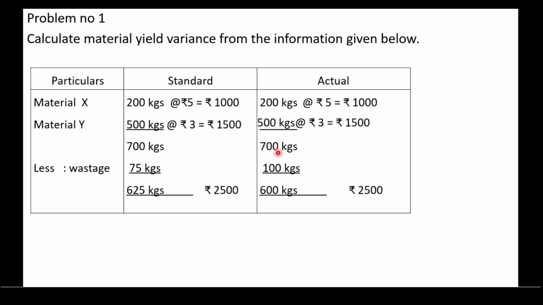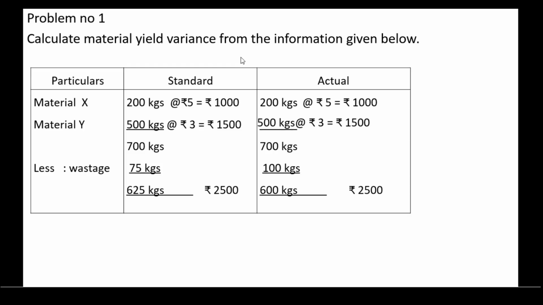In the actual quantity, the total actual quantity is 700 kgs. From the 700 kgs they deducted wastage of 100 kg. So now the balance is 600 kgs. The total actual cost is rupees 2500. So using all this information, you calculate the material yield variance. So let's see how to solve this problem.